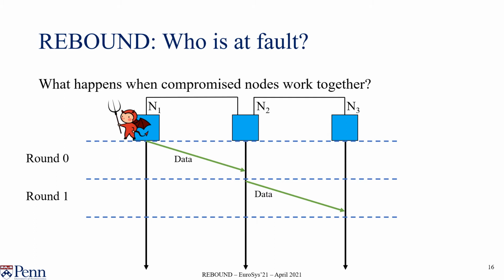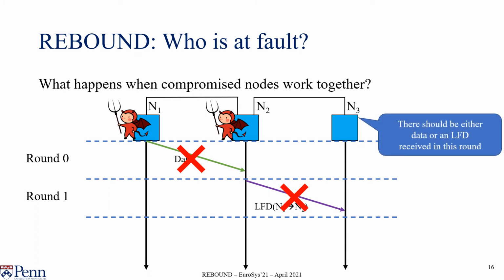If node 1 is compromised, it might omit to send that data to node 2. In this case, node 2, instead of sending data to node 3, will send a link fault declaration. However, if node 2 is also compromised, it may try to protect node 1 by omitting to send the link fault declaration. However, node 3 knows that something is wrong because it knows that by the end of round 1, it should have received either the data from node 1 or the link fault declaration from node 2.